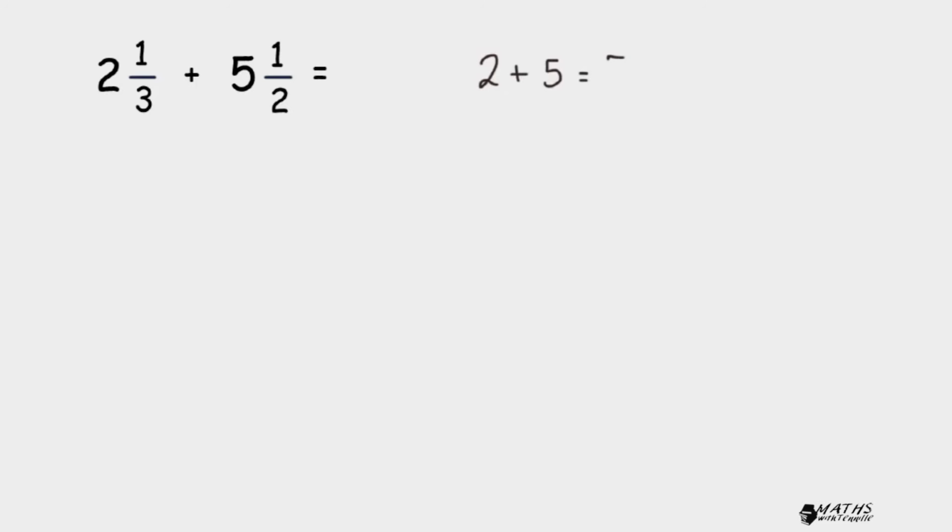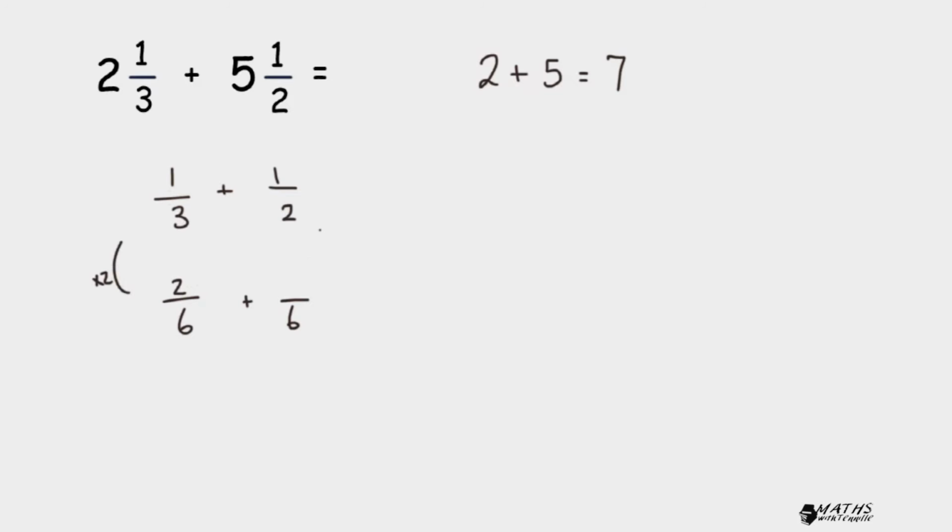So in total I have 7 whole pizzas. Then I can deal with my fractions separately. 1/3 plus 1/2. Lowest common multiple, 6. How do you get from 3 to 6? Times 2. Do the same to the numerator.